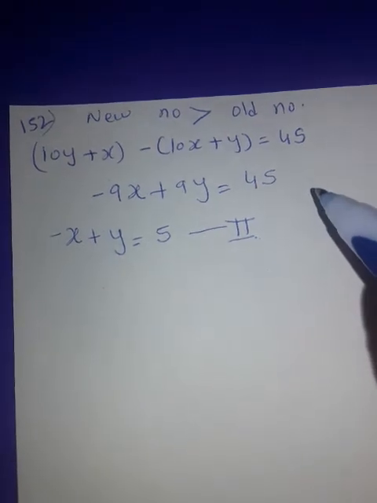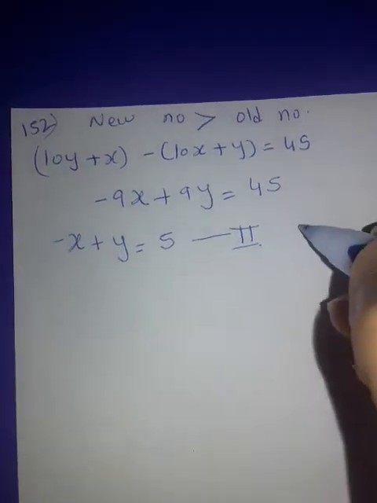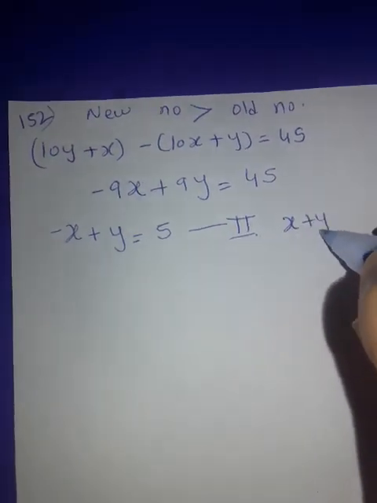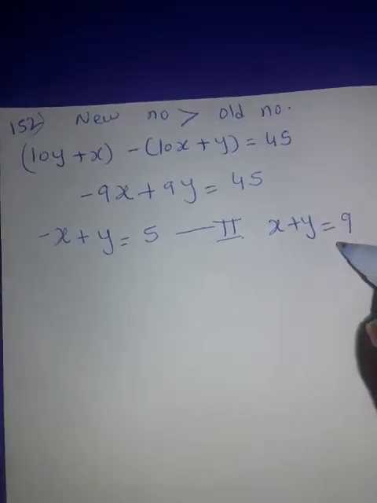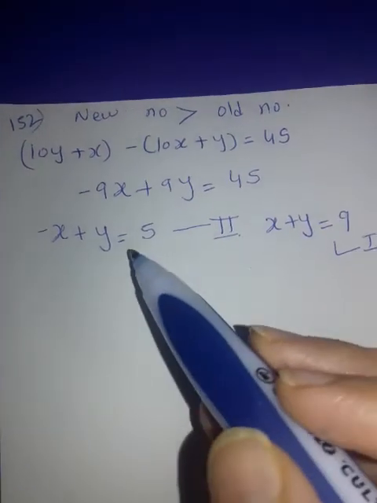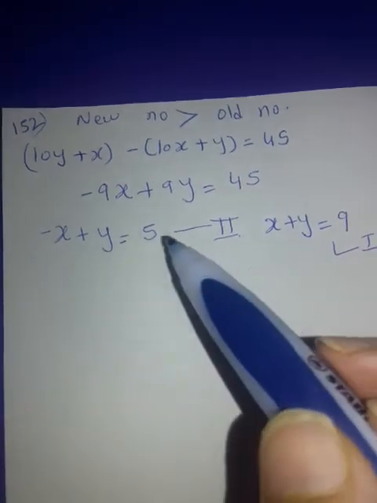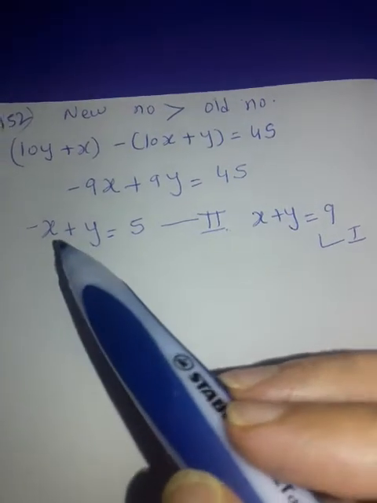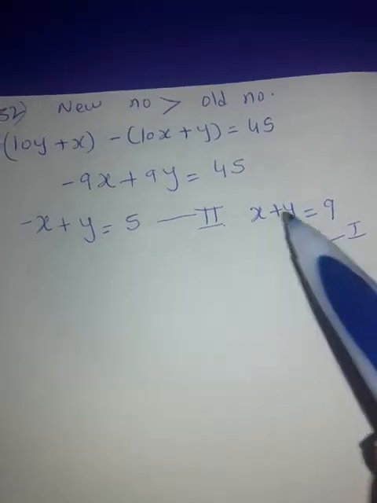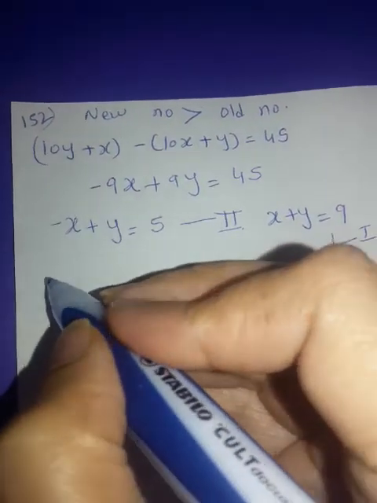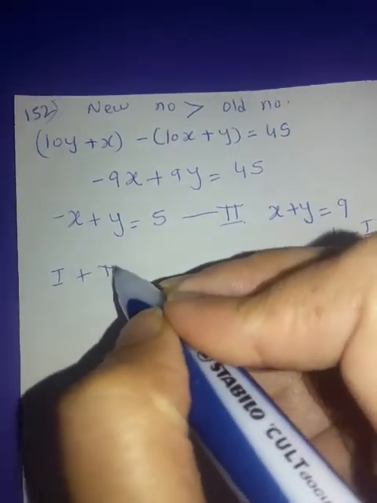And what was my original equation? The sum of the digits is 9. That was x plus y equal to 9, that we have already seen, equation 1. So when I observe this, what do I get? If I add, x will be eliminated and I will be left with y. So add 1 and 2.